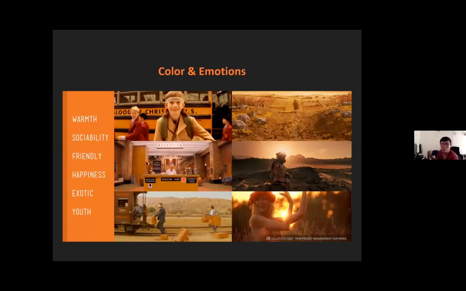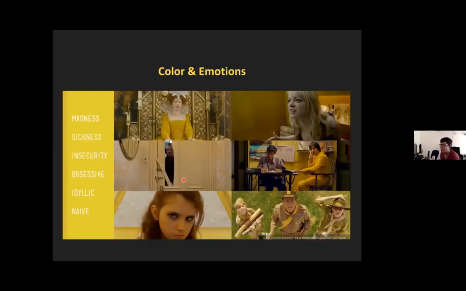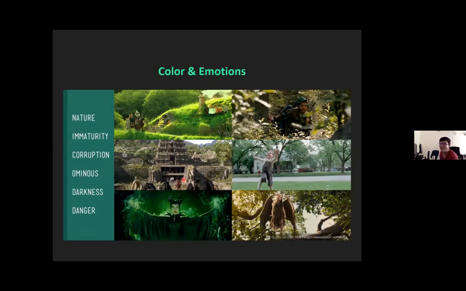Next, orange. What does it represent? Warmth, sociability, friendliness, happiness, exotic, and youth. Cool. Next, yellow. What does it stand for? Madness, sickness, insecurity, obsession, idyllic, naive. Next, green. Nature, immaturity, corruption, ominous, darkness, and again, danger.